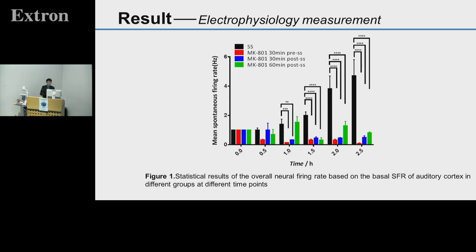So here are the results. First, we detected the electrophysiologic measurement, and there are 4 groups. We can see the black one here. It shows an increase, which means that during the tinnitus procedure, the neural activity is increased. For the other 3 groups, we used MK801, 30 minutes before, 30 minutes post, and 60 minutes post. We can see that the increase is being depressed. And the earlier, the better.